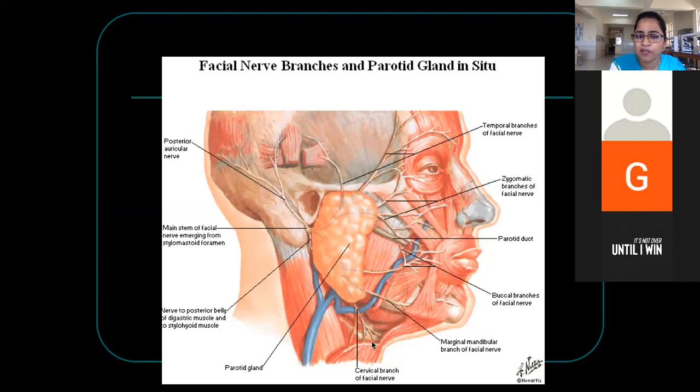Okay, so that nerve is supplying the platysma muscle. This is called the cervical branch. Yesterday we had seen that cervical branch. All these branches we had seen.